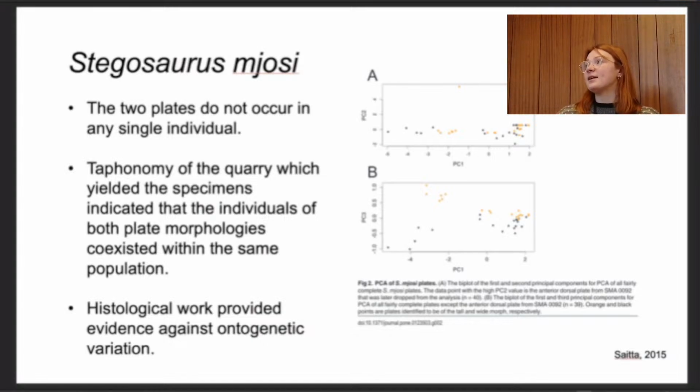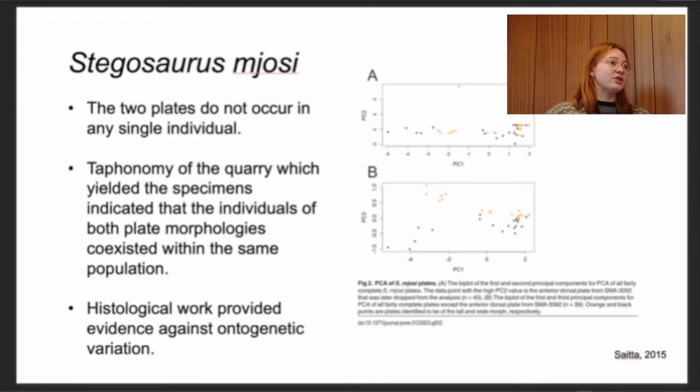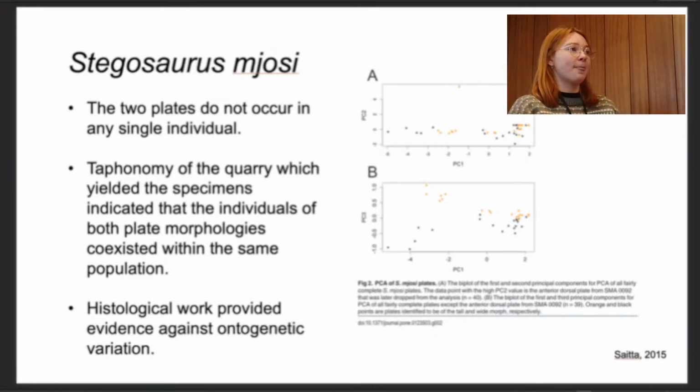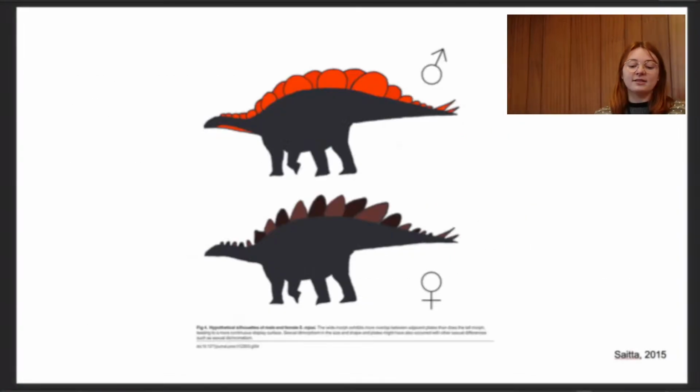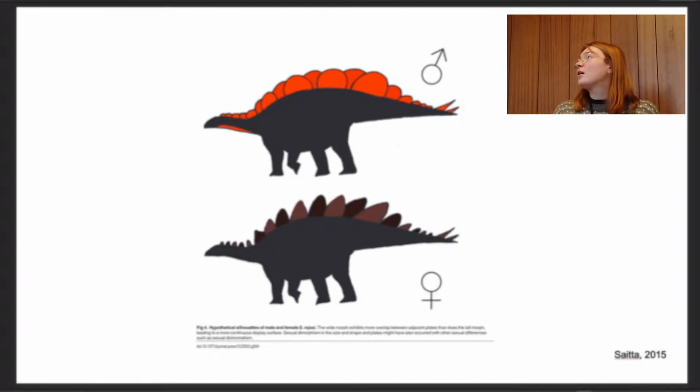Yeah, the toponymy of the quarry which yielded the specimens indicated that the individuals coexisted within the same population, so it wasn't just two different animals from different sediments or different fossiliferous layers. And histological work provided evidence against ontogenetic variation, so the animals were within the same age. So it's not just down to different ages or stages of growth like in the pachycephalosaurs. So this is what we found, or what he found, is that the females had the more spiky plates and the males had the more rounded plates.